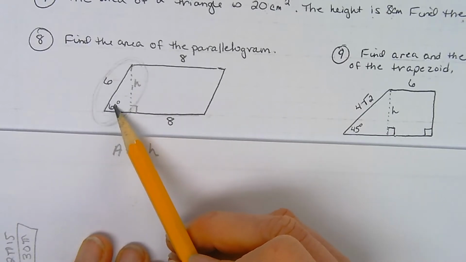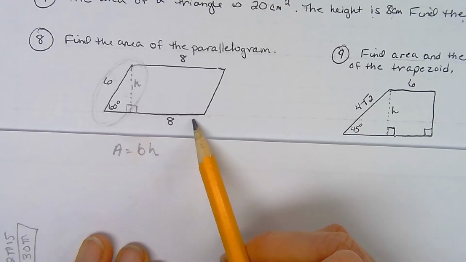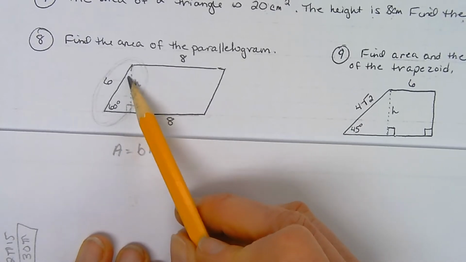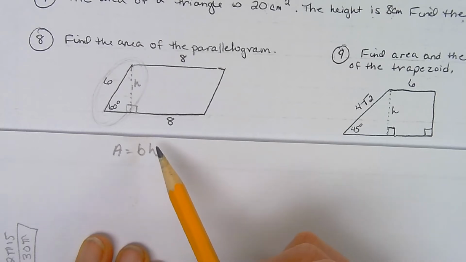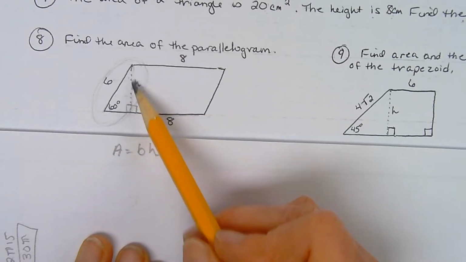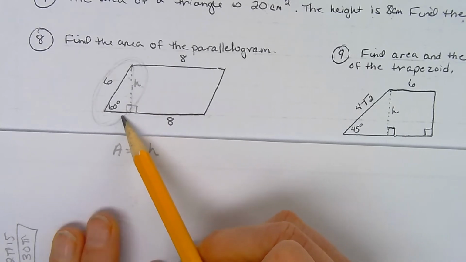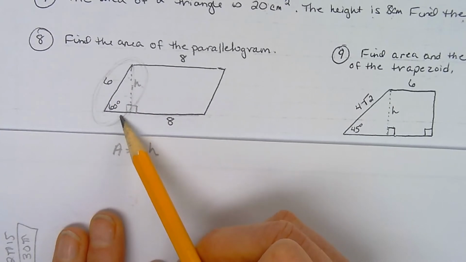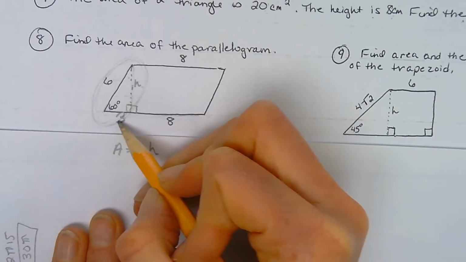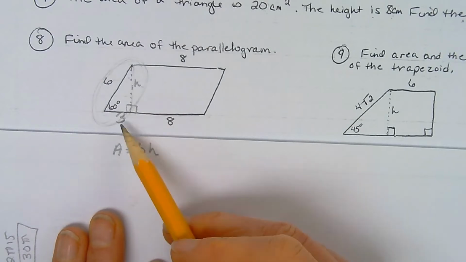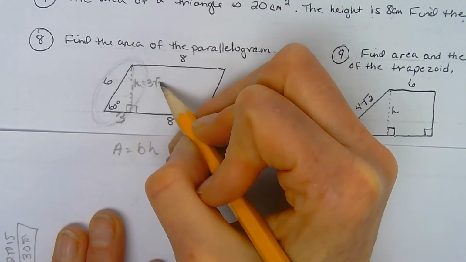This is 60 degrees. This height is perpendicular to the base here, so this is 90. So I have a 30, 60, 90 degree triangle, so I can find this distance, this height. If this is 60, then this is 30. This is the short leg. The hypotenuse is 2 times the short leg, so the short leg is 6 divided by 2. So the short leg is 3. If the short leg is 3, then the long leg of a 30, 60, 90 is 3 rad 3.